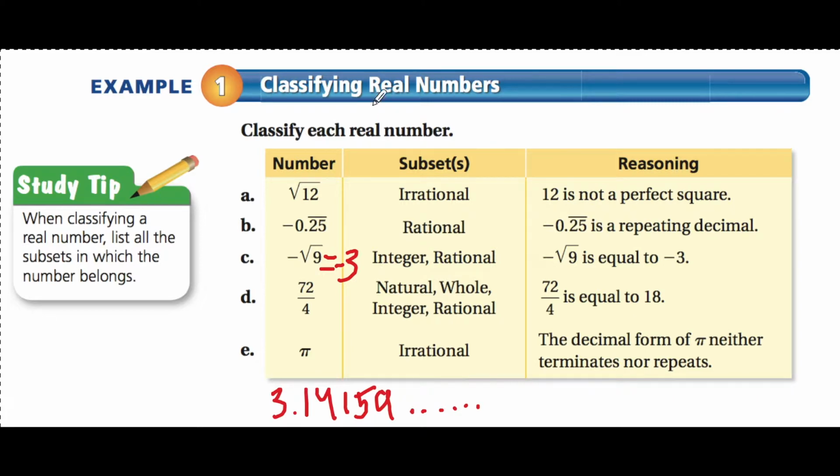So you see here for negative 3, we said it's an integer, but it's also rational. Because it's an integer, it's also a rational number. The other ones apply. Remember our picture from the key idea. 72 over 4 is 18, and that's a natural number. It's also a whole number, an integer, and a rational number, because all of those other subsets apply because it's a natural number.